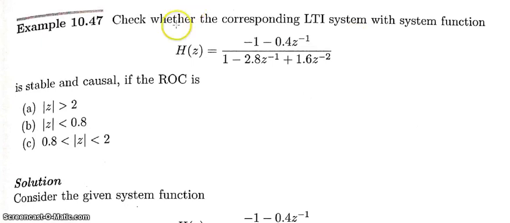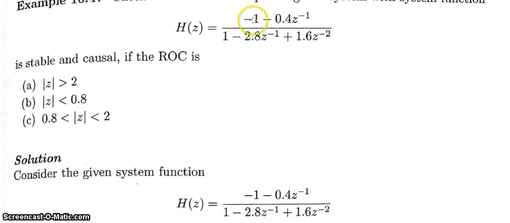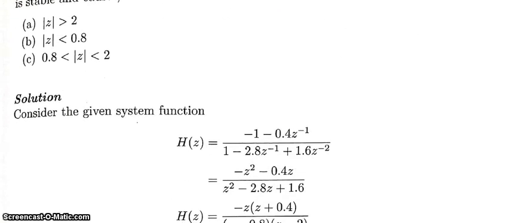First question: check whether the corresponding LTI system with the given system function H of Z is stable and causal if the ROC is mod Z greater than 2, mod Z less than 0.8, or 0.8 less than mod Z less than 2. In this question we are given a rational system function H of Z, and three different ROCs related to it, and for the three ROCs we are asked to check whether the system is stable and causal.